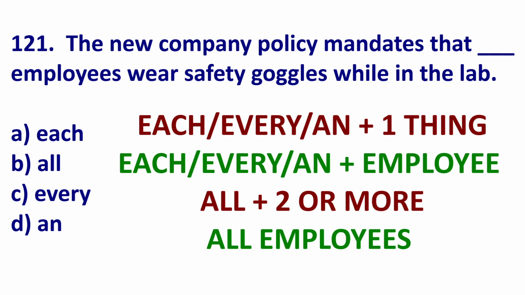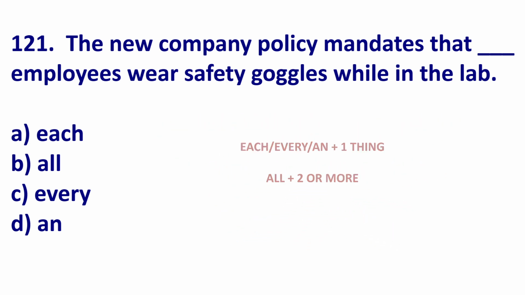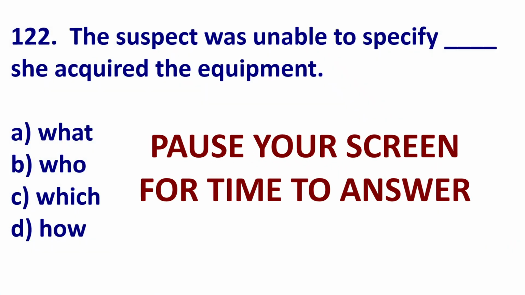If you use all, you will almost always use two or more. So all children received a present. Children is 2 plus. But I could also say each child, every child, singular, received a present. So because we have employees with an S, the only possible answer is B, all. All right, so let's look at 122.